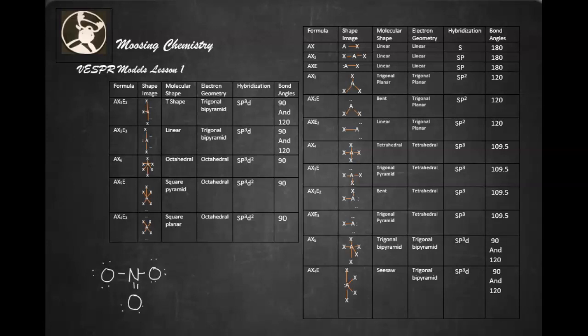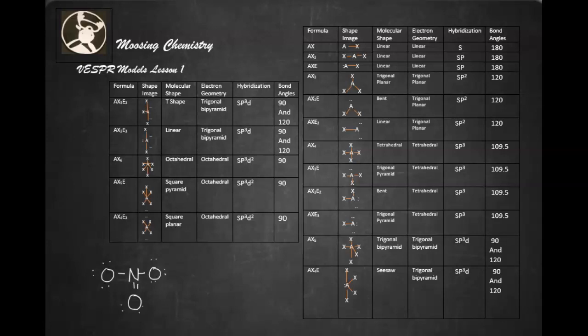So let's count our electrons now. 2, 4, 6, 8, 10, 12, 14, 16, 18, 20, 22, 24. Oh, so we've got 24 electrons. That's perfect. Now, let's look at our structure.